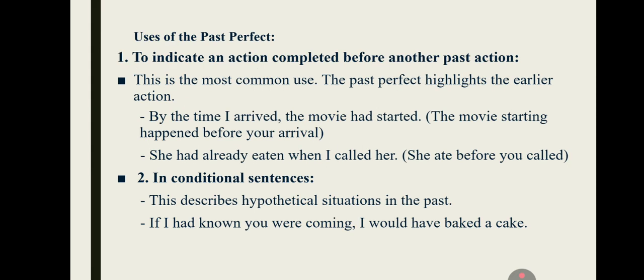Uses of past perfect tense: to indicate an action completed before another past action. This is the most common use. The past perfect highlights the earlier action. It means two actions occurred in the past. Which action occurred first? For that we have to use past perfect tense. Example, by the time I arrived, the movie had started. The movie starting happened before your arrival.